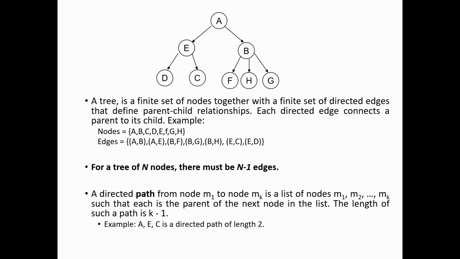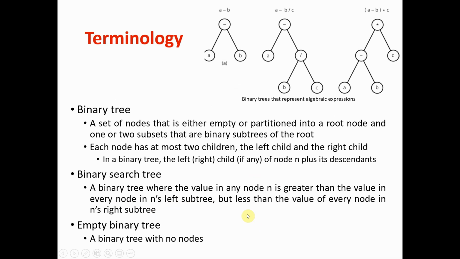This is not a coincidence. If you have a tree of n nodes, the number of edges is always n minus 1. This is because every two nodes only get connected through one edge, and because of that, if you have n nodes, you will have n minus 1 edges. This again goes through the concept of path and the length of path. We can skip that. We talked about binary trees.